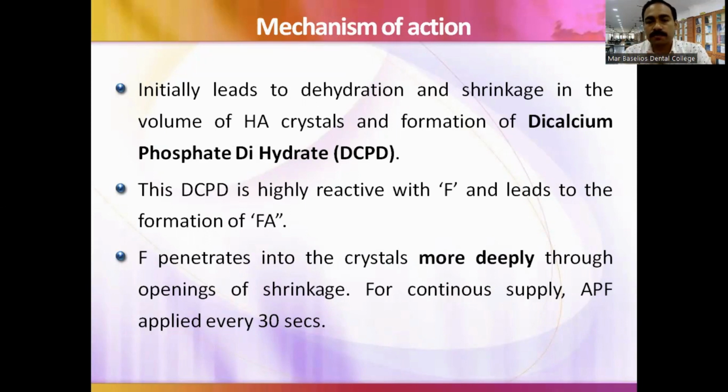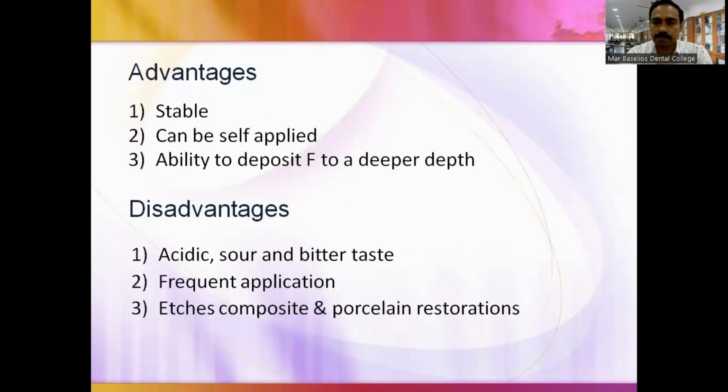The main advantage of this intermediary compound is that it has a deeper penetration. So the fluoride penetrates into the crystals more deeply through this opening of the shrinkage. As I told, initially there will be a dehydration and shrinkage, and through this the fluoride penetrates into the crystals more deeply. For a continuous supply, this APF is applied every 30 seconds during the visit. Now the advantages are that it is a stable compound, it can sometimes even be self-applied, and it has the ability to deposit fluoride to a deeper depth.